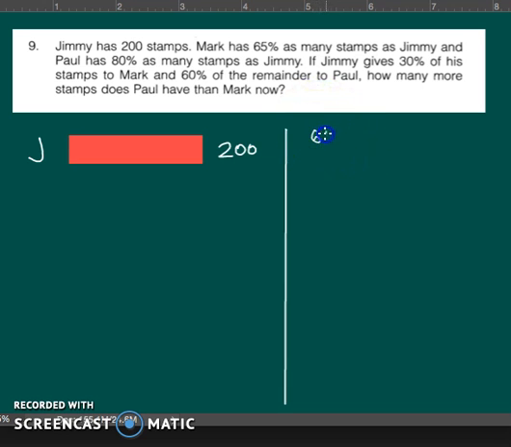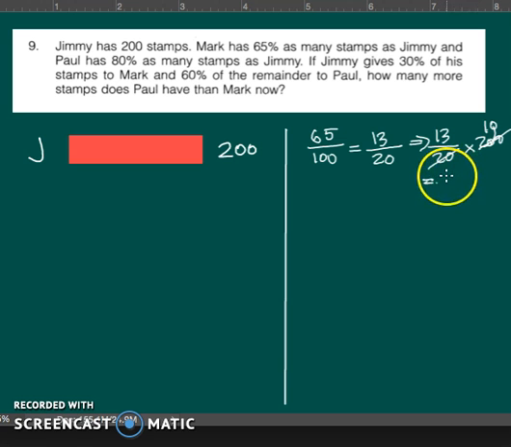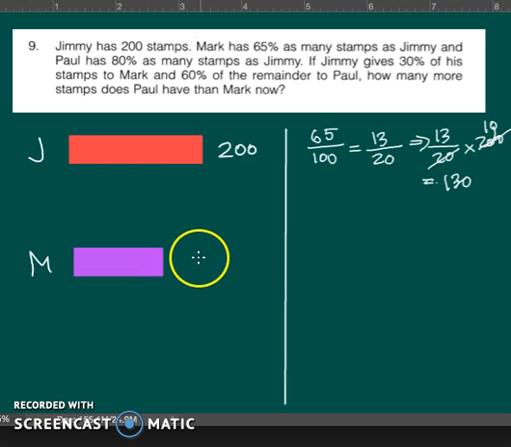You can say 65 over 100, which simplifies to 13 over 20. So 13 over 20 times 200. We've got a common factor of 20 here, so 20 will become 10, and the answer is not negative 130, just 130. So Mark has 130 stamps.